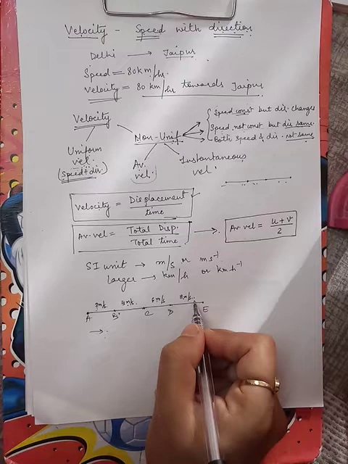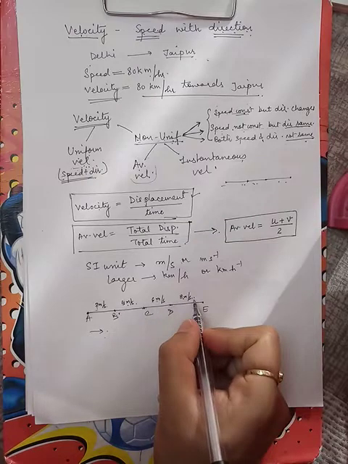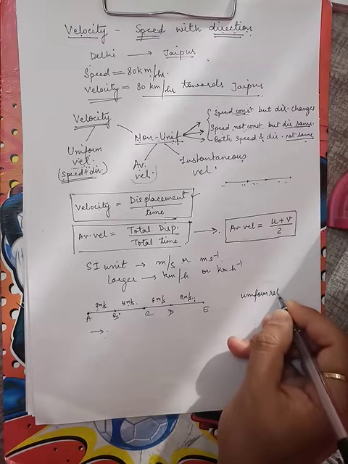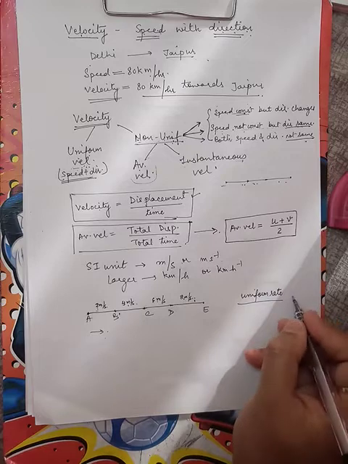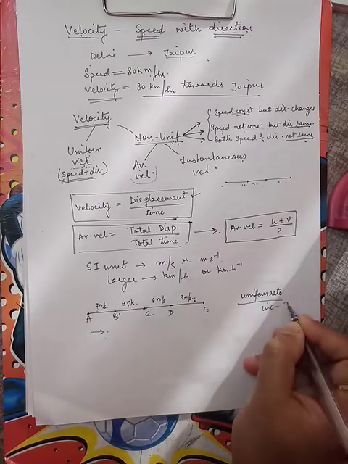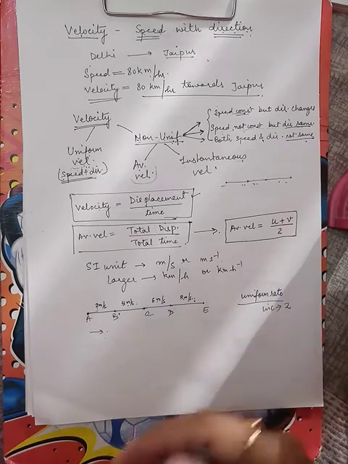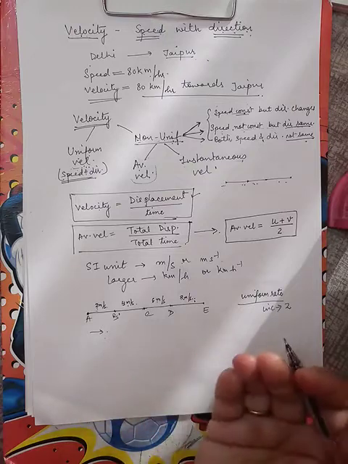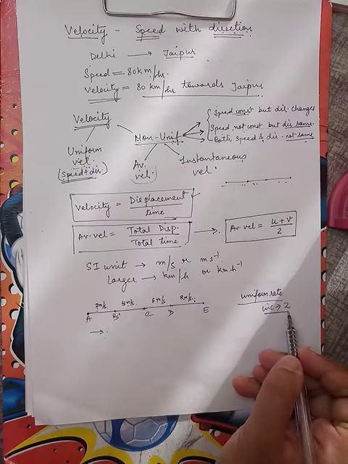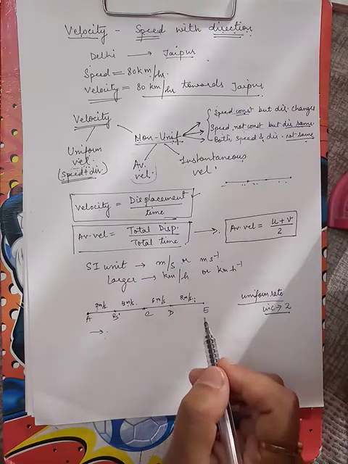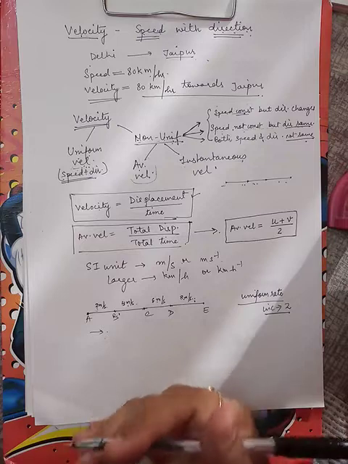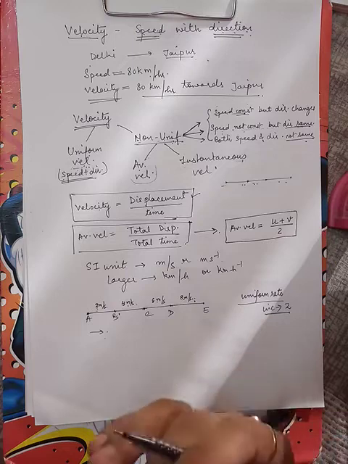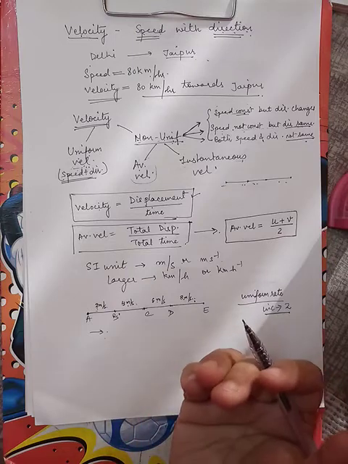If the velocity is changing at a uniform rate, what is the uniform rate? Uniform rate means it is changing by an increase of 2 always. How much is it increasing? It is increasing by 2, right? So every time the velocity is changing by the same amount, that is 2 meter per second. This kind of change is known as change at a uniform rate. We can say the velocity is changing uniformly, right?